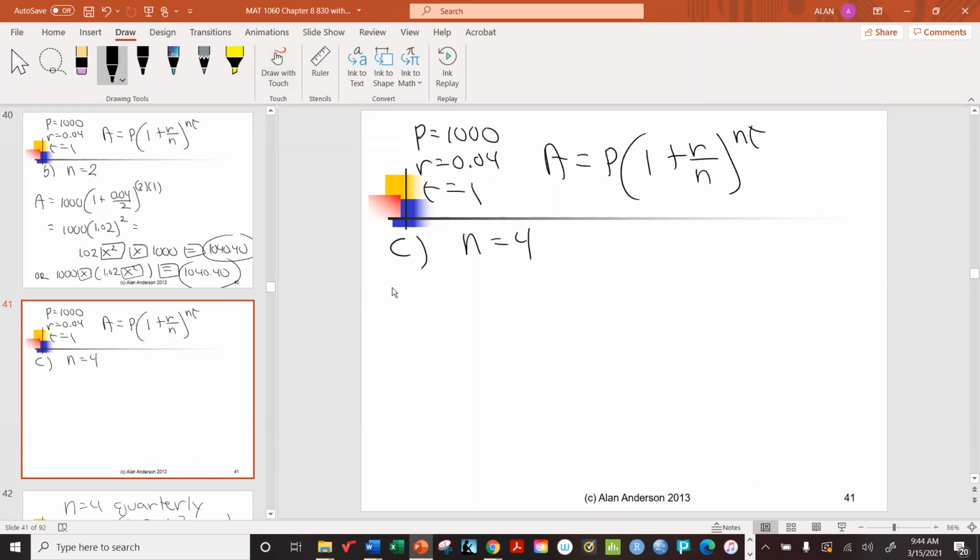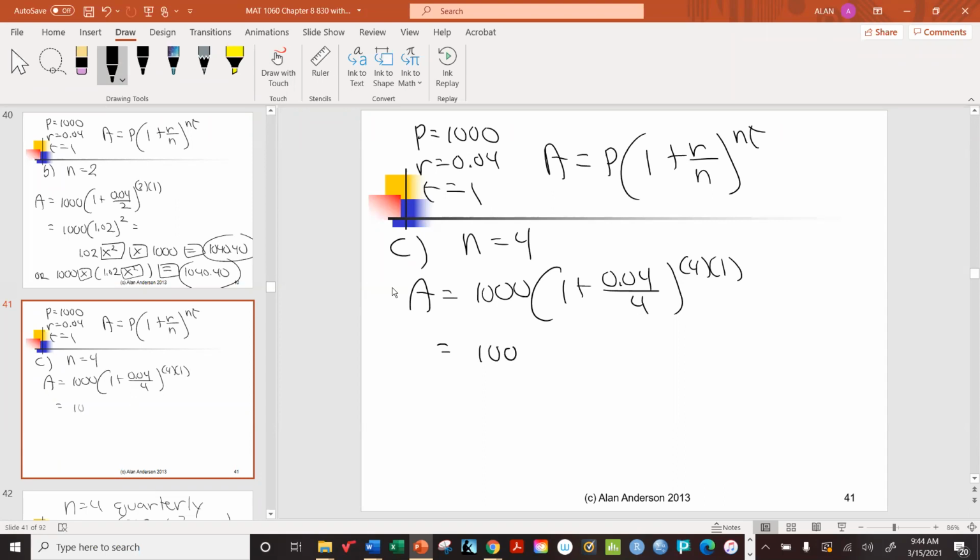Okay, so what we were doing here is 1,000 times 1 plus 0.04 over 4, to the 4 times 1 power, which can be reduced to 1,000 times 1 plus 1%, and the exponent is 4. So again, there's a couple of ways of doing this. You can do 1.01 to the 4th power.